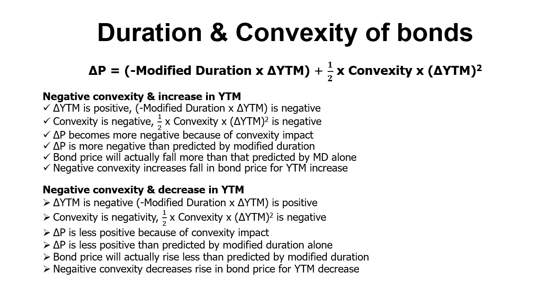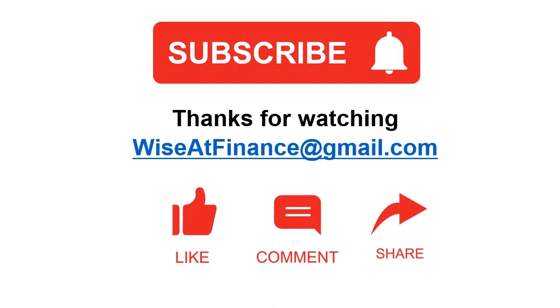Similarly, if you see the duration and convexity formulas carefully, you can understand why, for example, duration and convexity decrease with an increase in YTM. Here we end our discussion on duration and convexity measure of bonds.